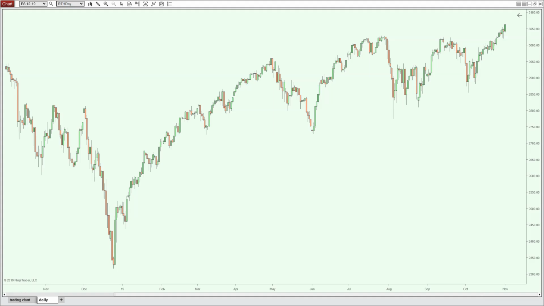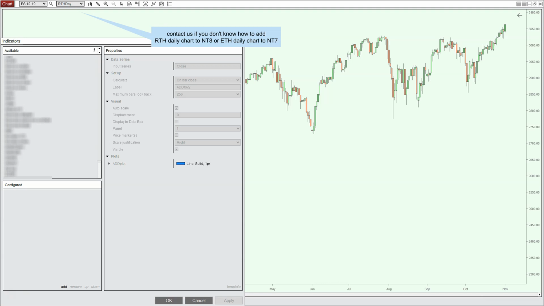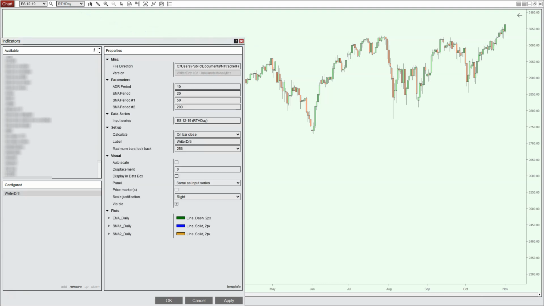When you install TrackerRTH, you actually install a second indicator called Rth with it. You load Rth on a daily chart. It's up to you whether you want that daily chart to use an RTH or ETH session template.